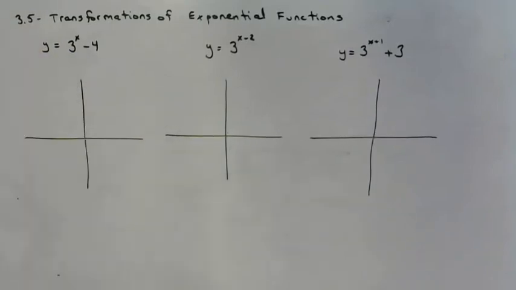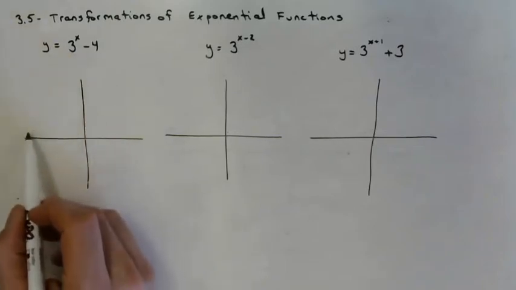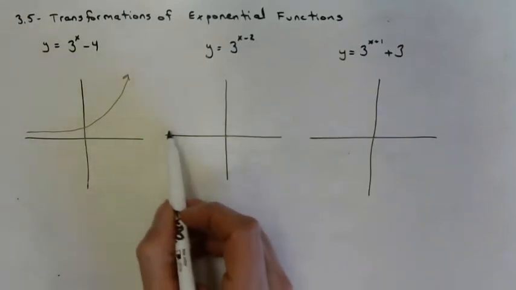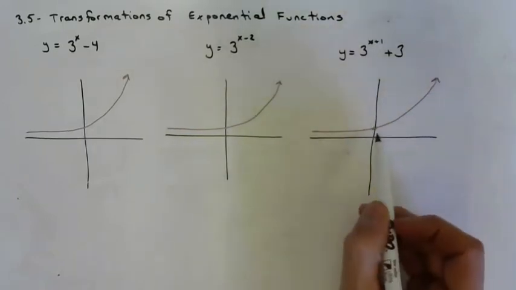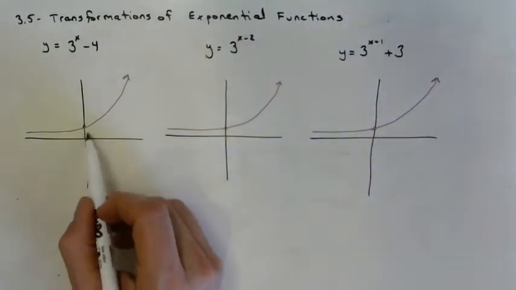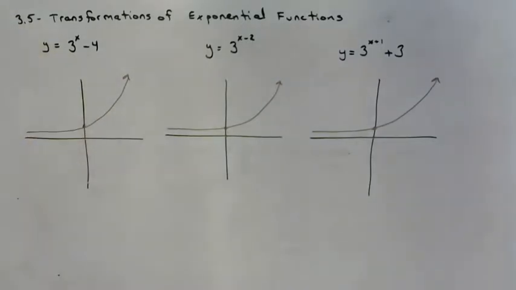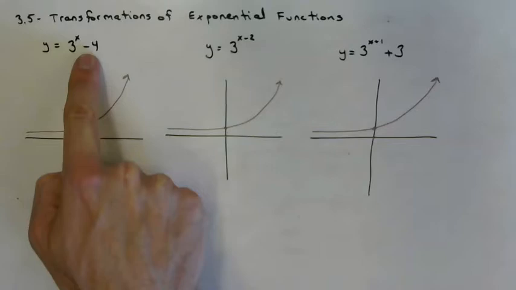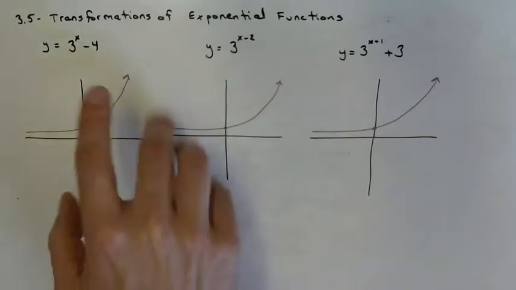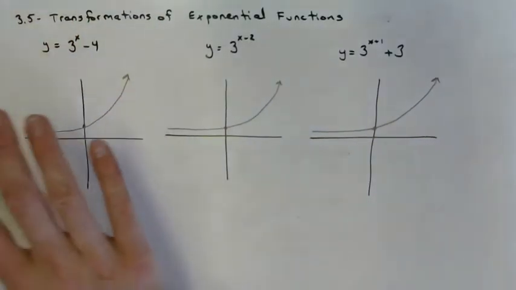I'm going to draw the graph of y equals 3 to the power of x, to give us a reference. Looks kind of like that. It goes through 0, 1, and it grows by a factor of 3 every time. Now, what's your guess? What is this minus 4 going to do? Where's it going to move it? What's it going to do?